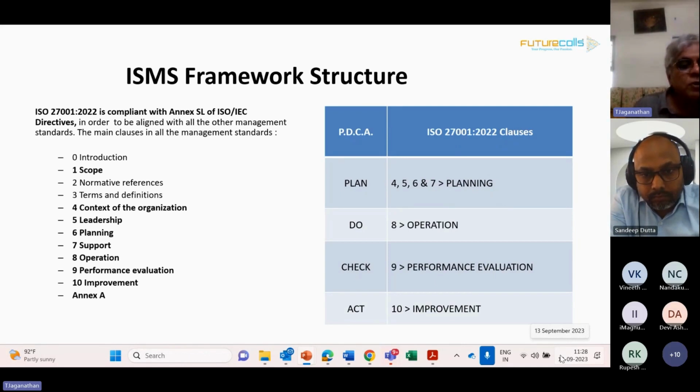You need to do context, you need to do leadership, you need to do plan, you need to support it, you need to do the operation, you need to do a performance evaluation, and you need to address the non-conformities and continually improve it. This is the same across all management system standards. You may have differences in each standard, whether quality, information security, environmental, etc., in terms of how to do the planning and how to do the operation. Otherwise, it is the same.